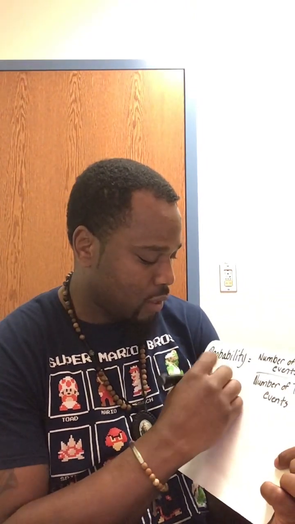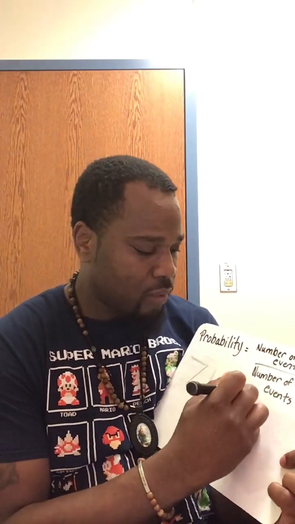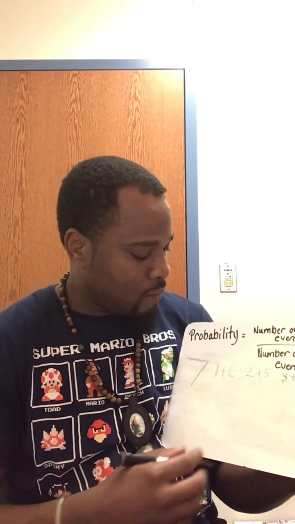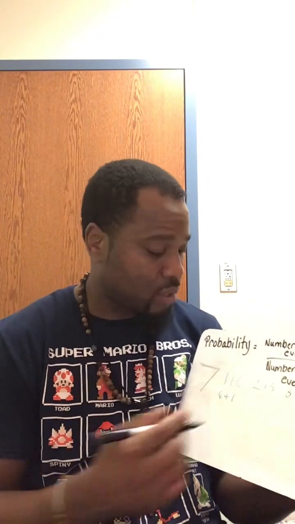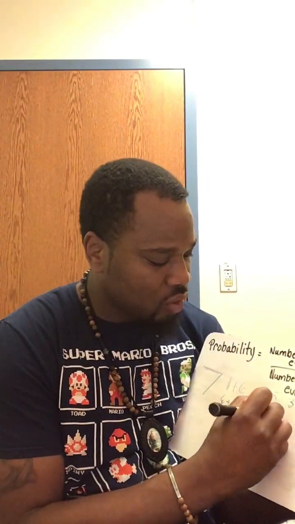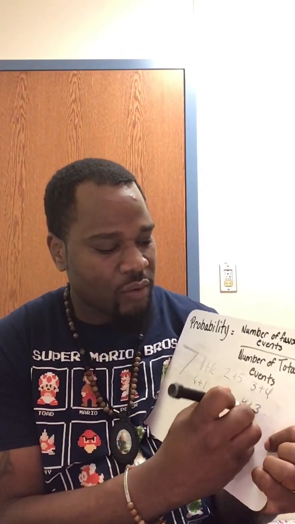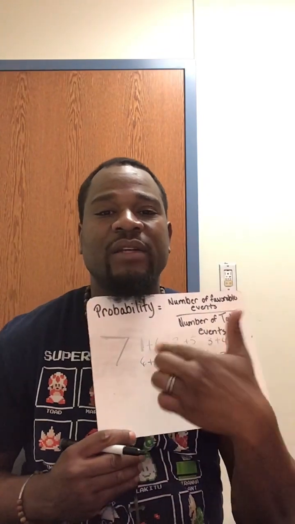Let's start. 1 plus 6 equals 7. 2 plus 5 equals 7. 3 plus 4 equals 7. Now, I flip it and do it all over again. 6 plus 1 still equals 7. That's another chance I get when I roll the dice. 5 plus 2 still equals 7. And also 4 plus 3 still equals 7. So if I roll these two dice, these are all the possibilities that I have.